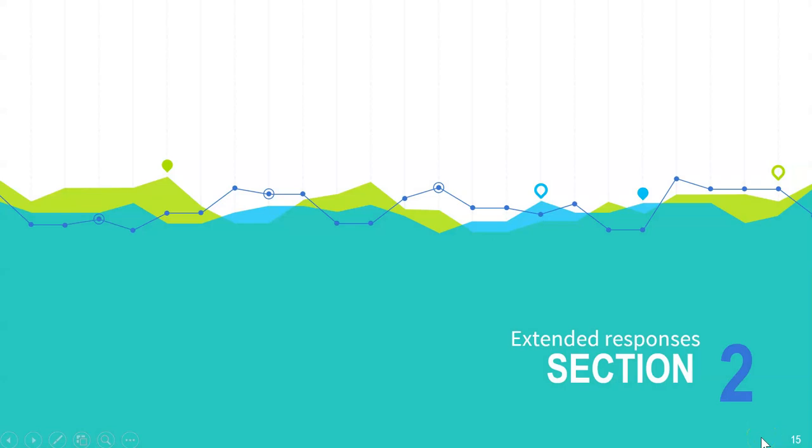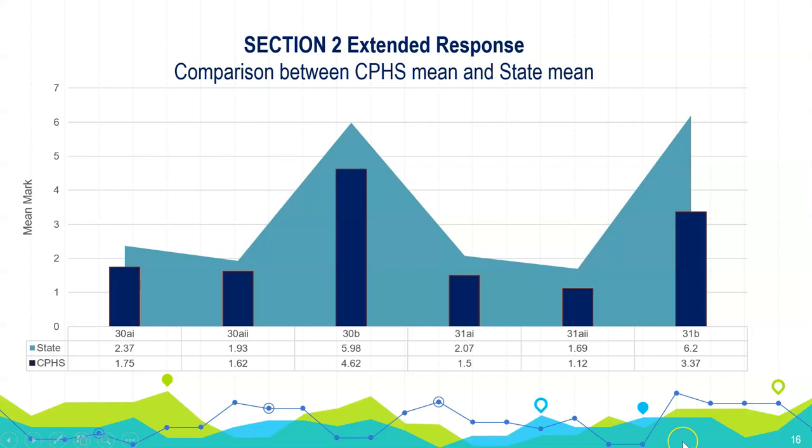Section 2 is where we have our extended responses. So analysis showed that our school mean was 13.88% below the state mean. Again, NESA RAP data was used to create a graph to illustrate how our students performed, so our CPHS mean, in comparison to other students across the state, which is the state mean.